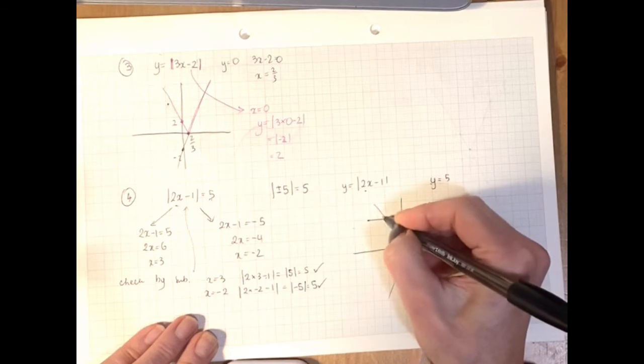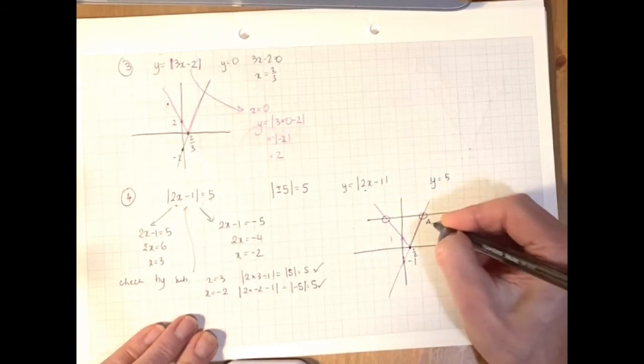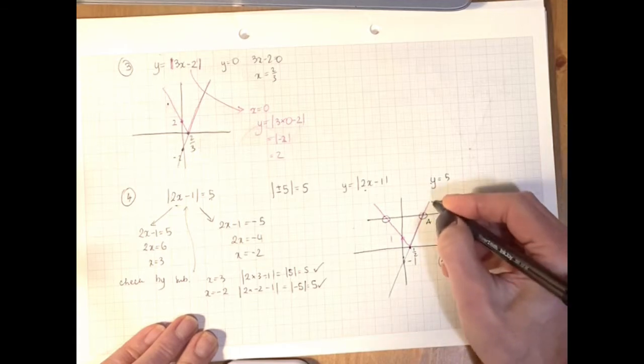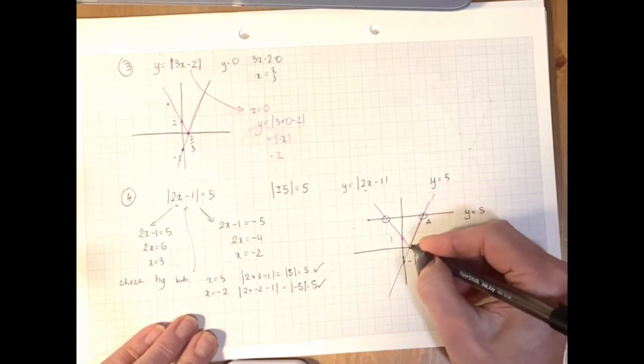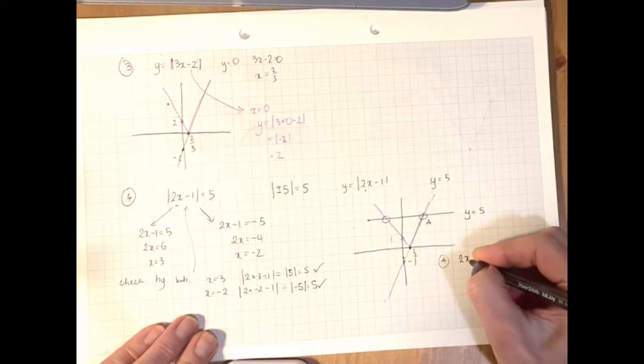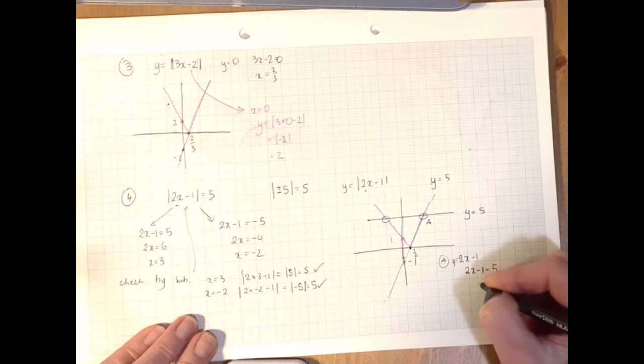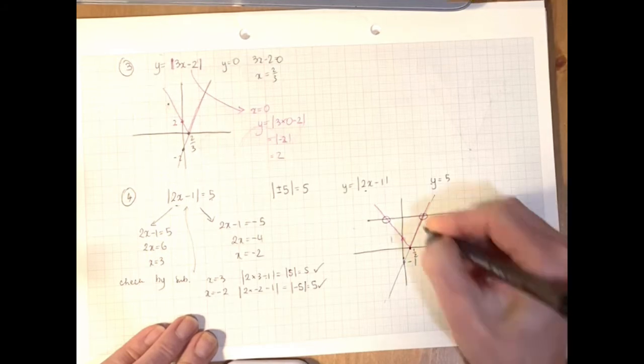Now the points of intersection, there are two of them. Point A you will find by taking the equation of this line, y equals 2x minus 1, and make it equal to 5. So 2x minus 1 equals 5. That corresponds to 2x equals 6, so x is 3.